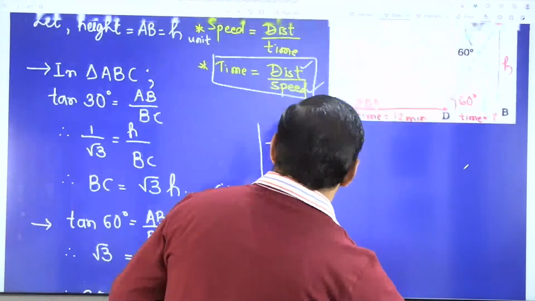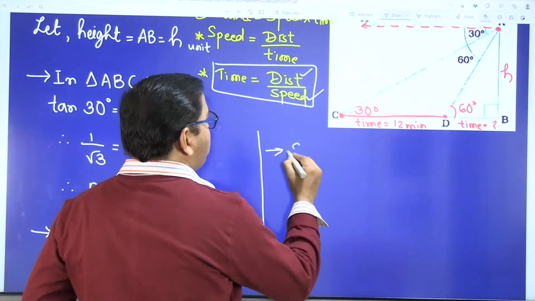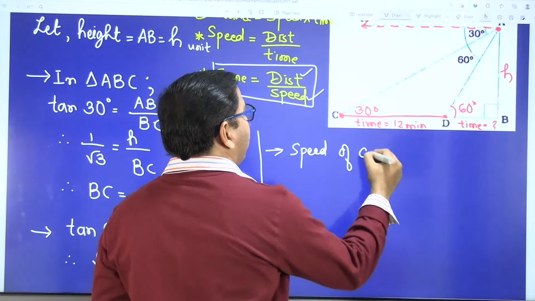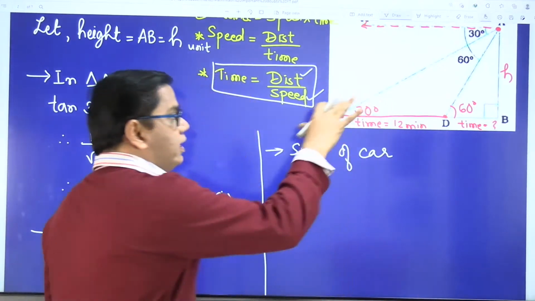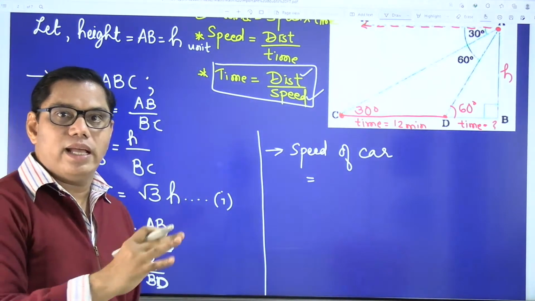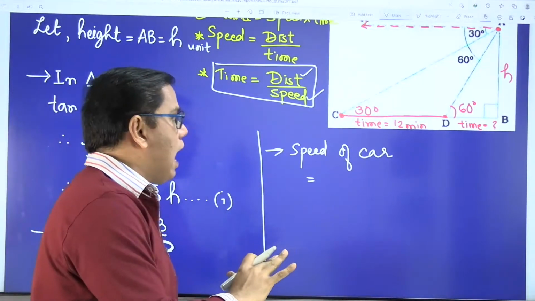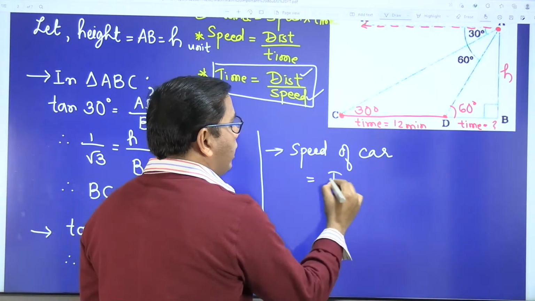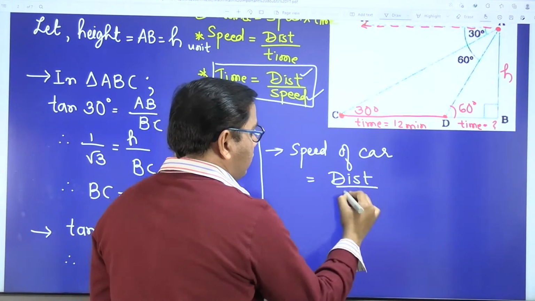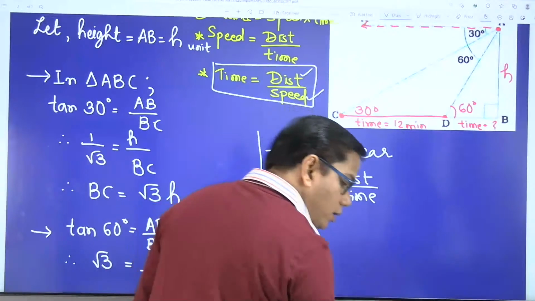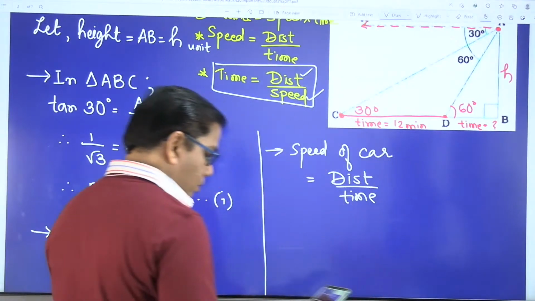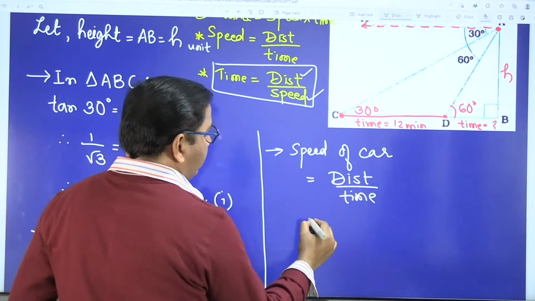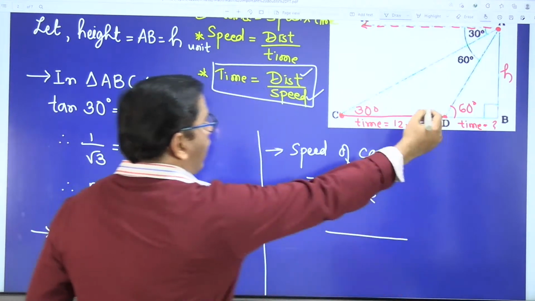I also want the speed now. Let me find out the speed of the car here. Now, how to find out the speed of a car? This is the crux of the problem. This is something which is difficult and complicated. So speed is what? The formula for speed is distance upon time. Speed is distance upon time, right?